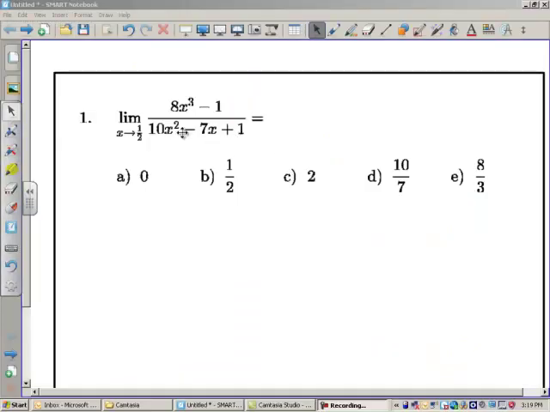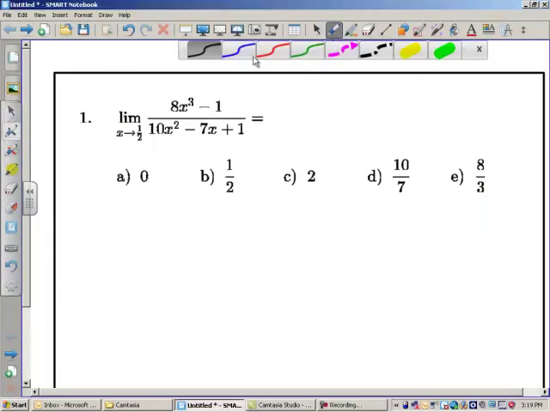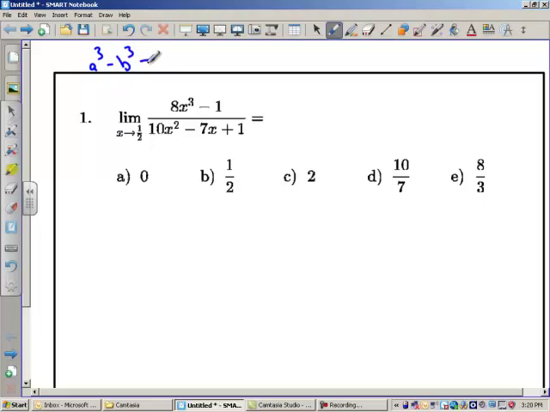So let's take a look at one that has a little bit more of an advanced algebra approach, and that's where we have to do a difference of cubes formula. And I'm sure we all remember that, but if you don't, the difference of cubes is a cubed minus b cubed equals a minus b times a squared plus ab plus b squared.